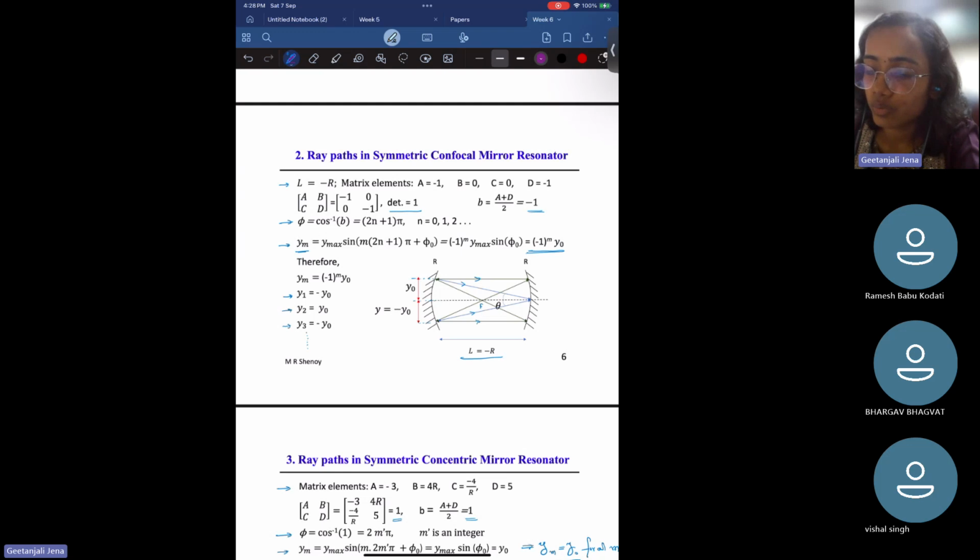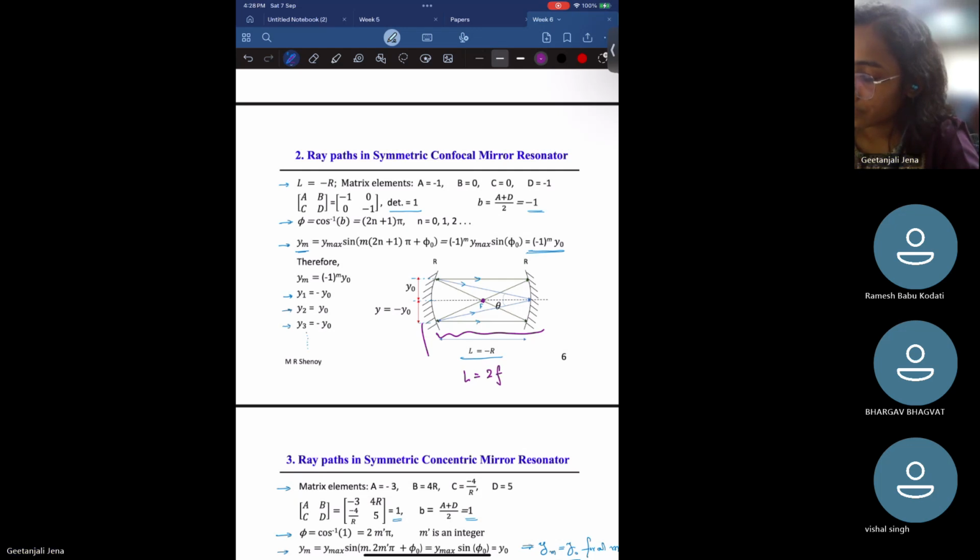For the confocal setup, we have two concave mirrors of radius of curvature R and R. It is a confocal setup, which means the common point, the center point, is the focal point. So L is 2 times F, and F is R by 2, so L is R. And for concave mirrors it is minus R, so L equals minus R.